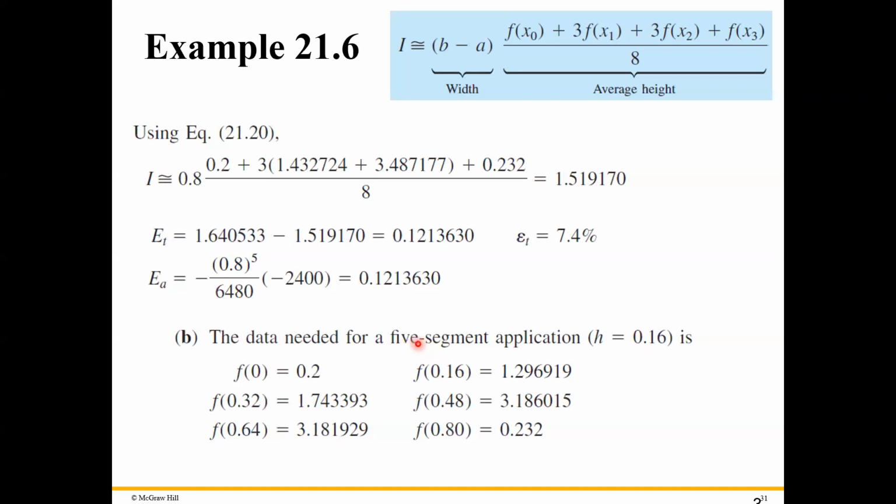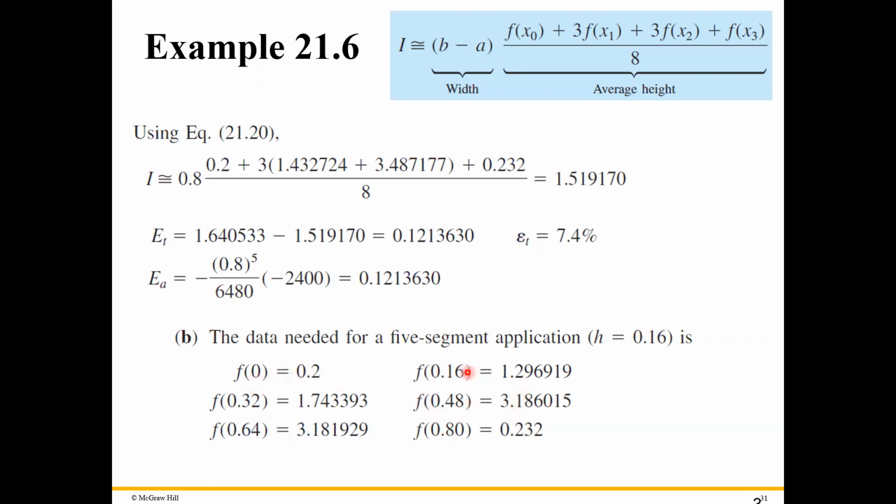Out of the 5 segments, for the first 2 segments we will apply the Simpson's 1/3 rule, and for the last 3 segments we will apply the Simpson's 3/8 rule. So in this case, accordingly, we will get the points from 0 to 0.8. So 0.8 divided by 5, that will be 0.16, and then accordingly we will get these points.